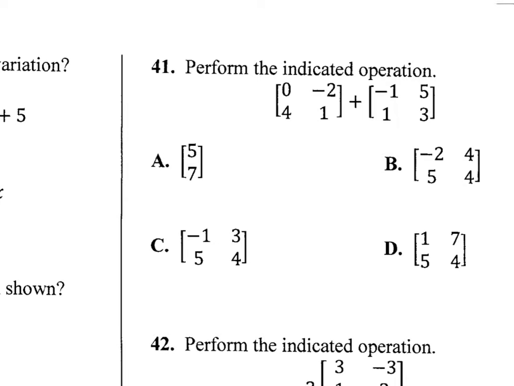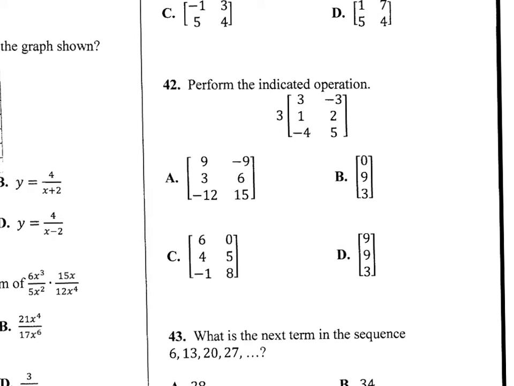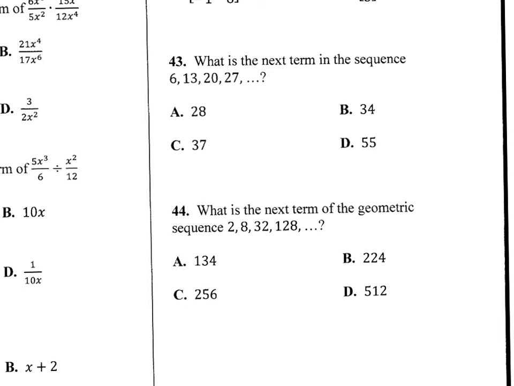Okay, when you're adding these matrices, just add the ones together that are in the same location. So 0 and 0, 2 and 2, 4 and 1, and then of course 1 and 3. 42, very simple. All you gotta do is multiply the 3 to everybody. 43, figure out the pattern and what the next term is. Same way in 44.